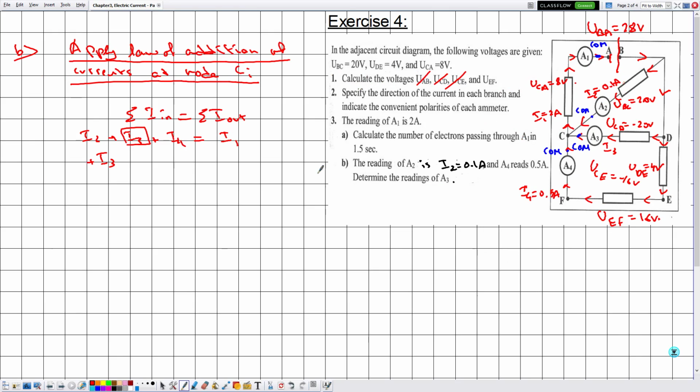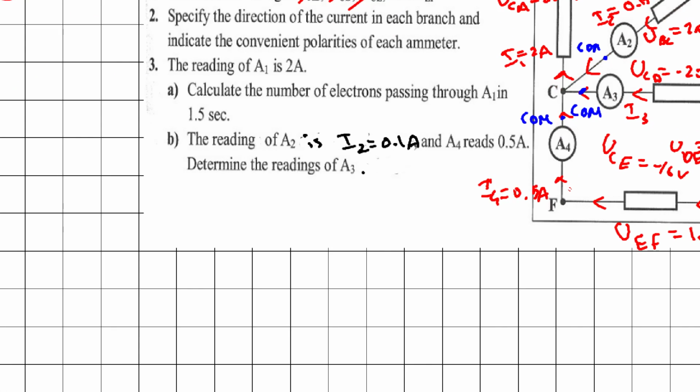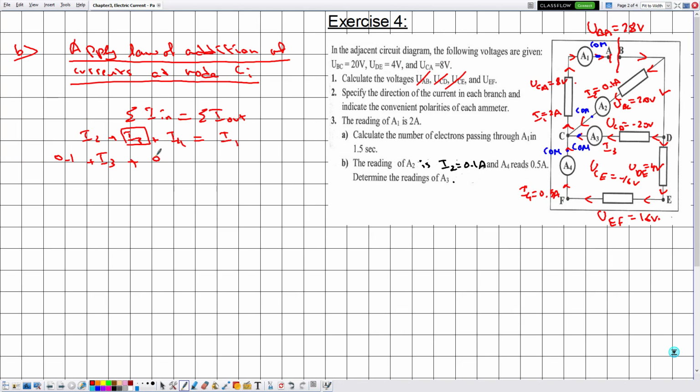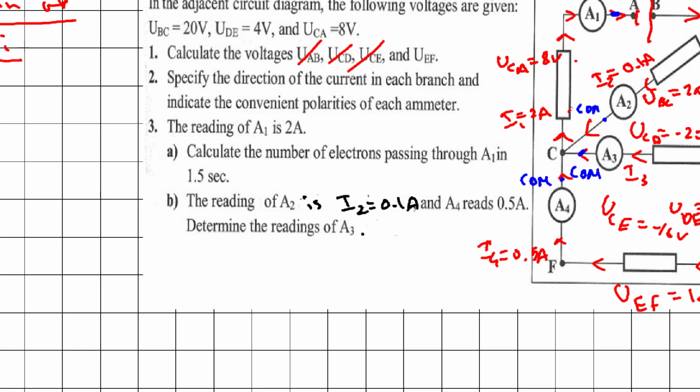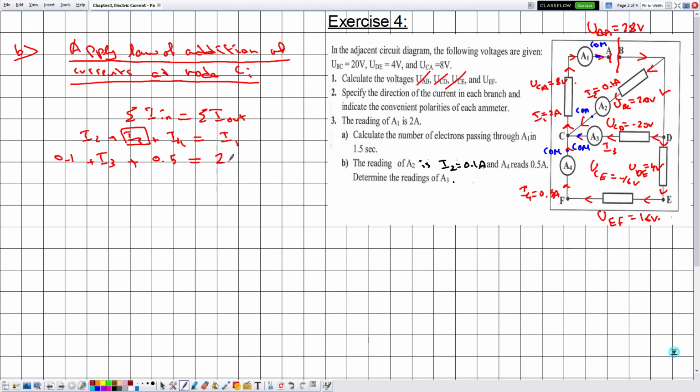So the value of I2 is given by 0.1, which is denoted here, plus the value of I4, which is given by 0.5, and the value of I1, which is given by 2. So I3 in this case is given by 2 minus 0.1 minus 0.5, which is given by 1.4 amperes. So I3 is equal to 1.4 amperes.